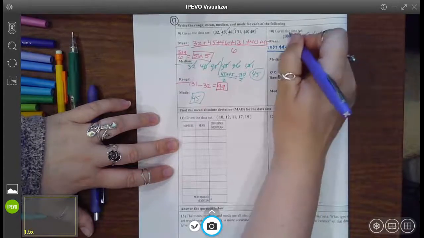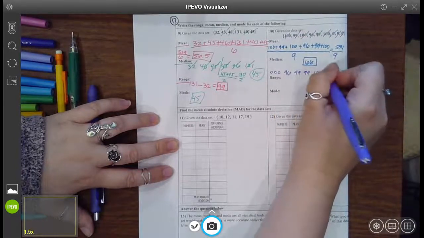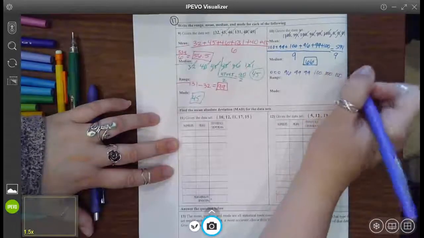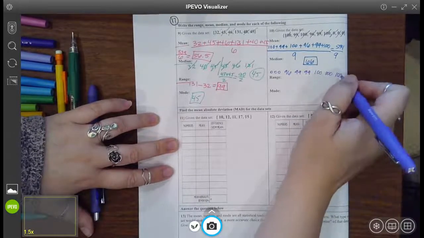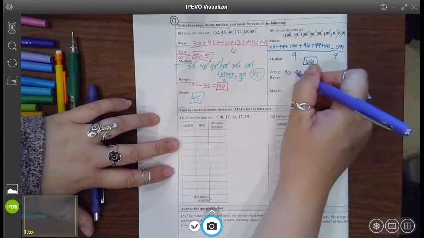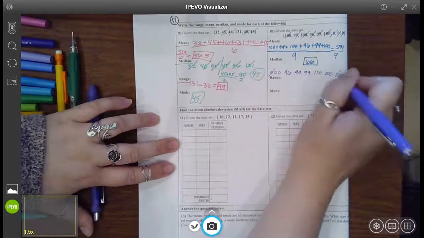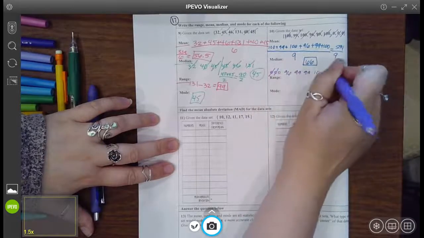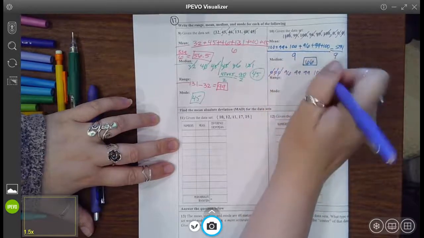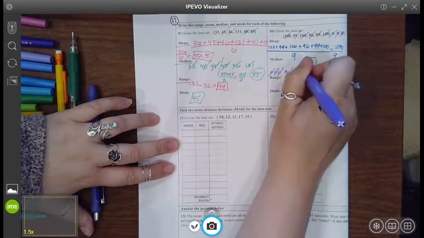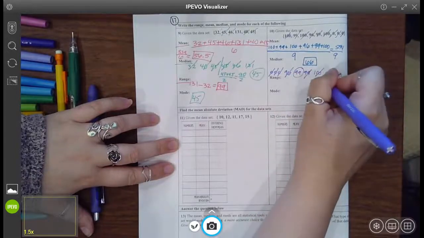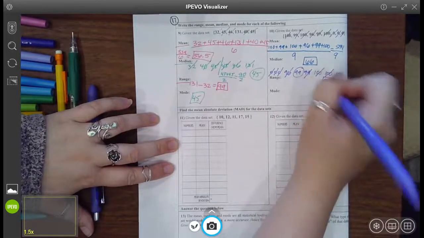And 1, 2, 3 100s. 1, 2, 3. Okay, I just want to double check. There should be 9 values. 1, 2, 3, 4, 5, 6, 7, 8, 9 numbers. Okay, so first, last, first, last, first, last, first, last. There you go. The middle number is 99.